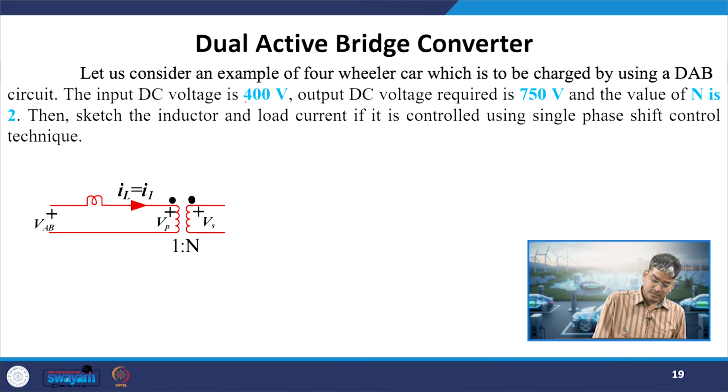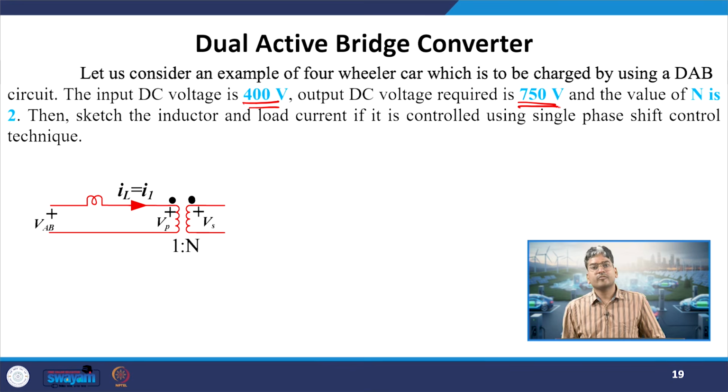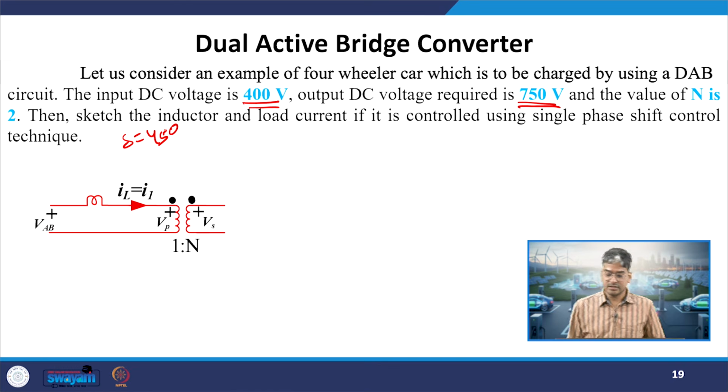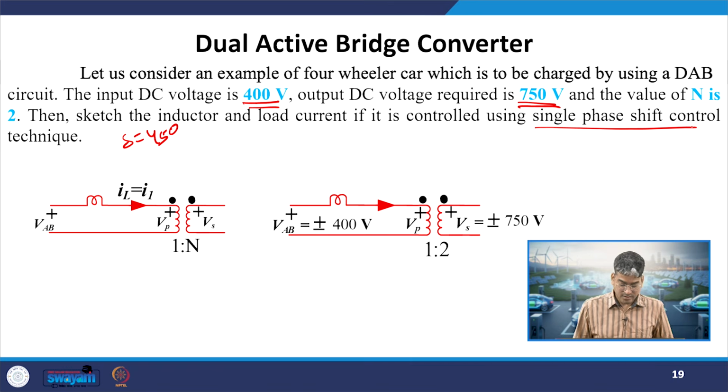Okay. So, in the same example where we have considered the input voltage to be 400, now we are assuming that the output stage voltage has decreased from 800 to 750 and the other parameters are the same. We will again assume the delta to be 45 and the mode of operation or the control technique is assumed to be single phase shift control as usual. Okay. Now, what has changed from our previous analysis?